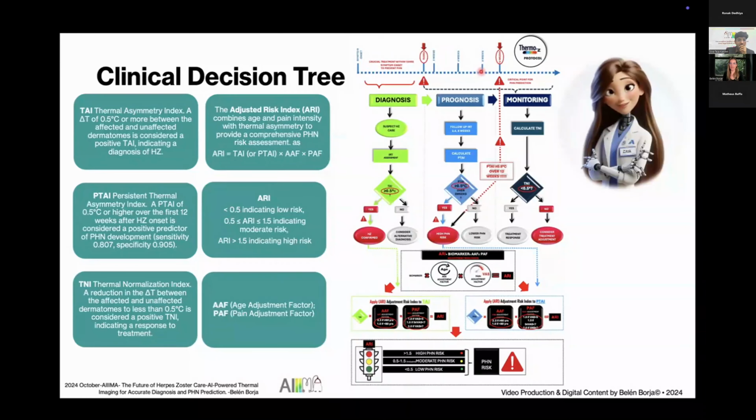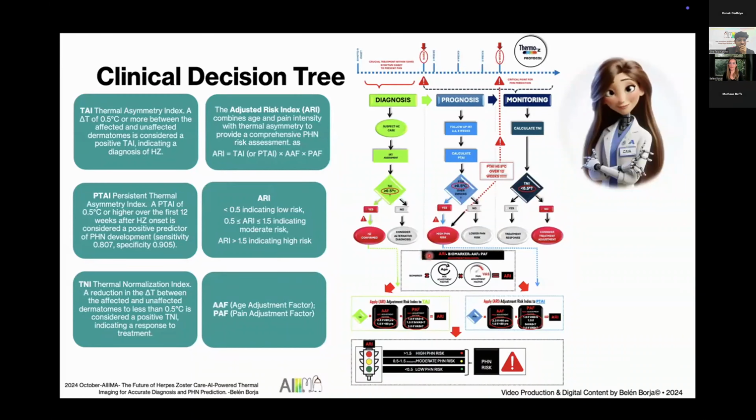Now the exciting part, the 12-week mark. Here we check Persistent Thermal Asymmetry Index, PTAI. If it's 0.5 degrees Celsius or higher, high PHN risk alert. But if it's lower, good news, we're looking at lower PHN risk. Either way, we keep moving forward. For treatment tracking, we've got the Thermal Normalization Index, TNI. If that baby drops below 0.5 degrees Celsius, success. Treatment is working like a charm. But if it's still high, don't worry, time to shake things up and try something new with the treatment.